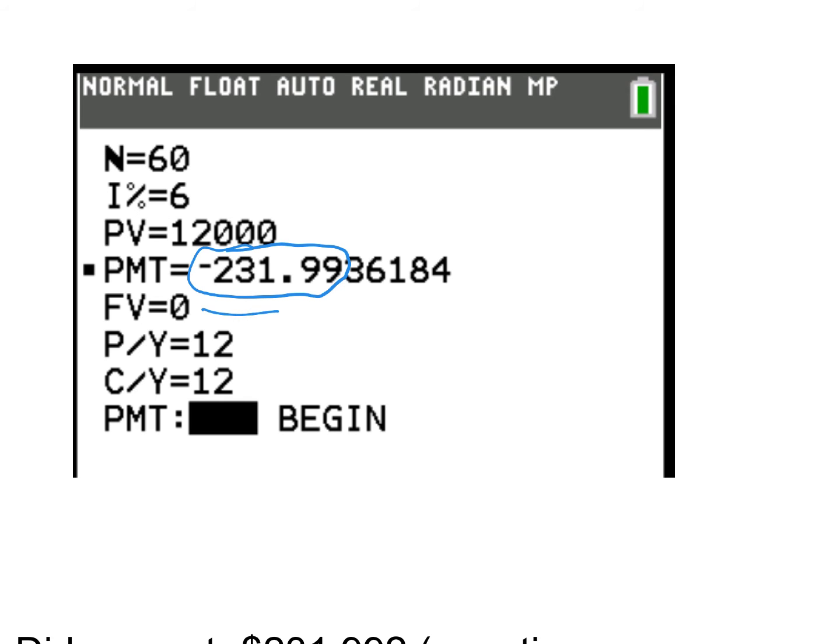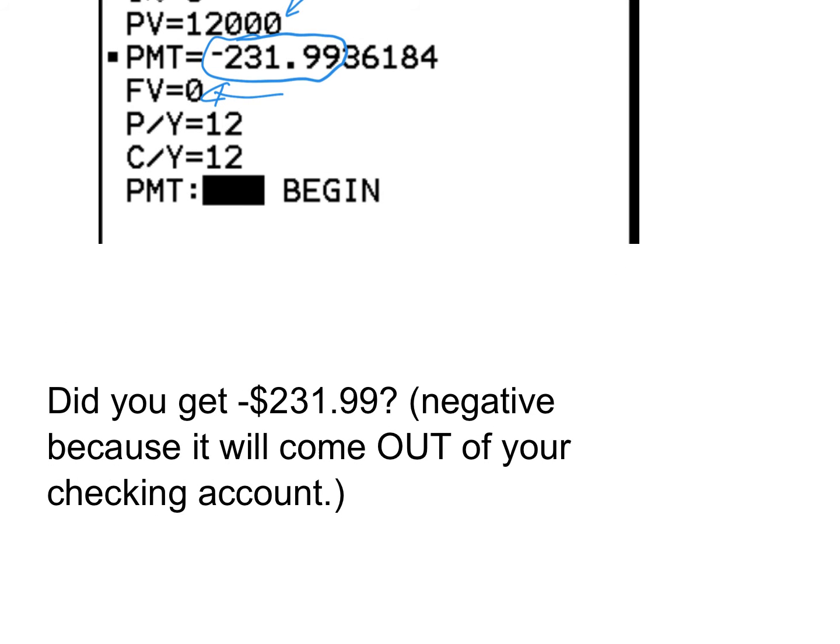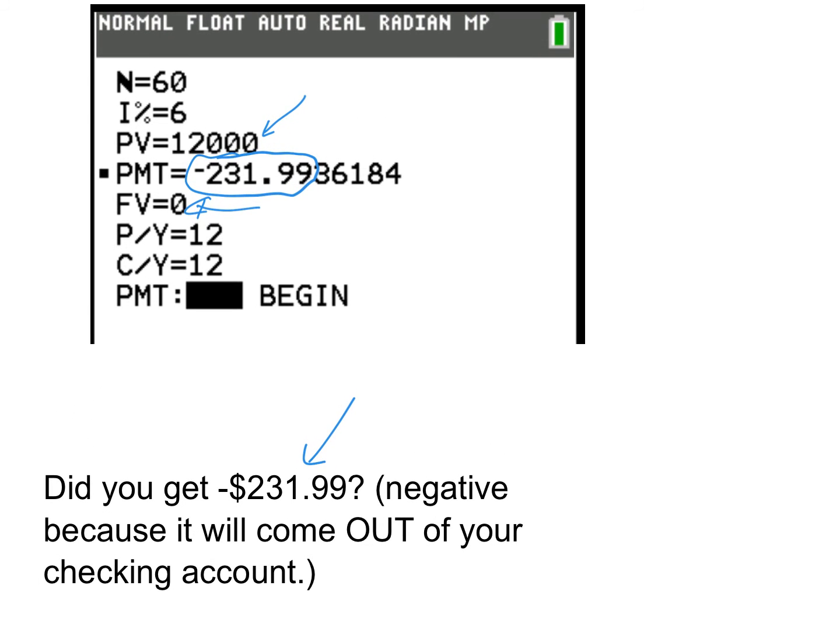The future value is 0 because you want this loan to be paid off in the future. The present value is positive $12,000 because you borrowed that from the bank. They say, here's $12,000, go buy your boat. All right. I hope you got the same answer as I did. If you didn't, I hope you look through and see which number you must have made different. Otherwise, it would have come out properly.